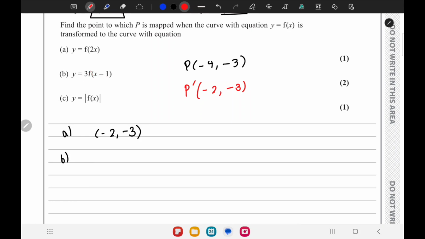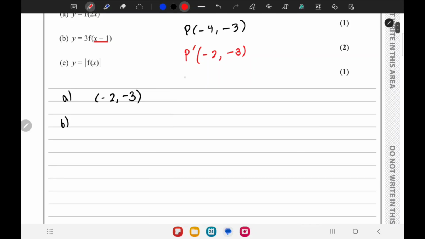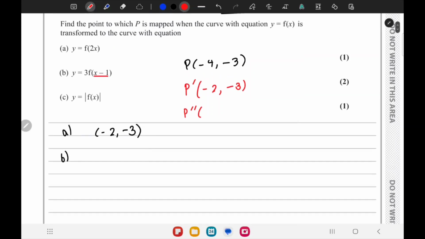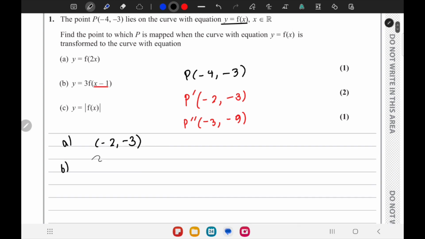In part B, we have two changes, one in the value of y and another in the value of x. In the value of x, we'll add 1, so -4 plus 1 would be -3 for P double prime, and the value of y would be tripled, so -3 times 3 is -9. Part B is (-3, -9).